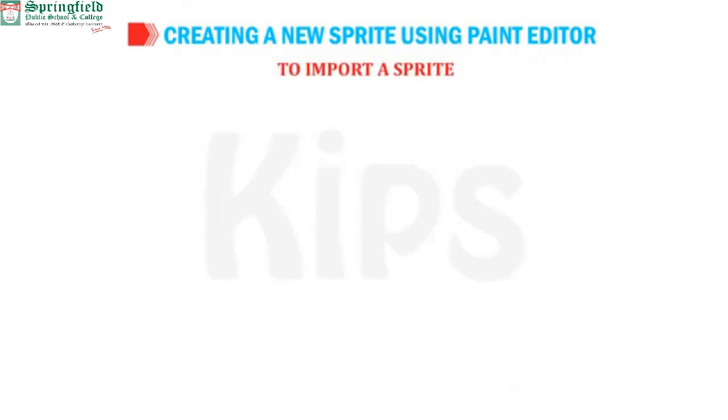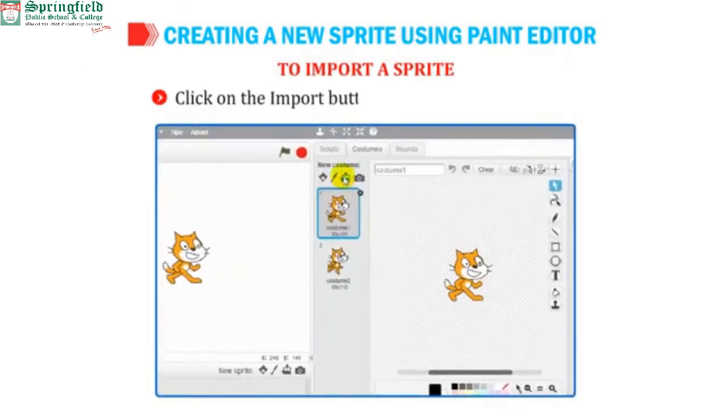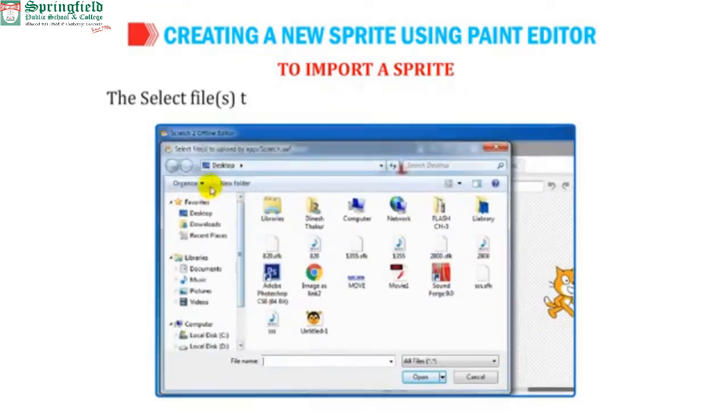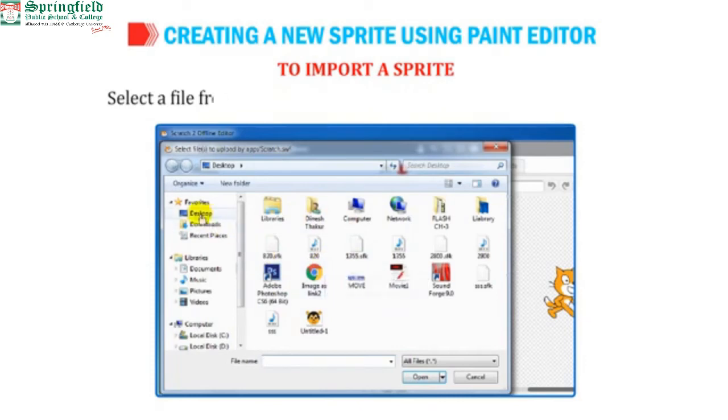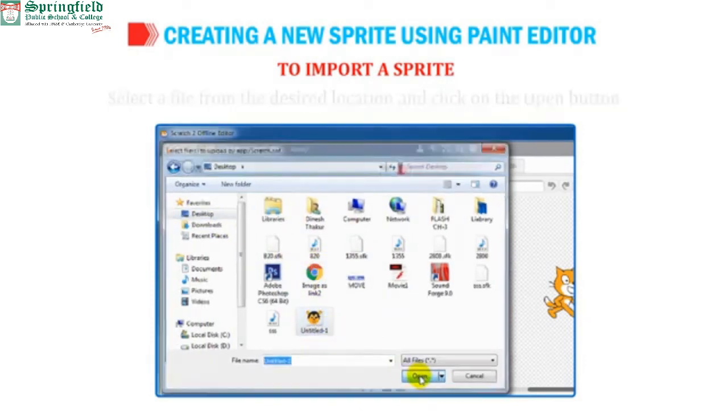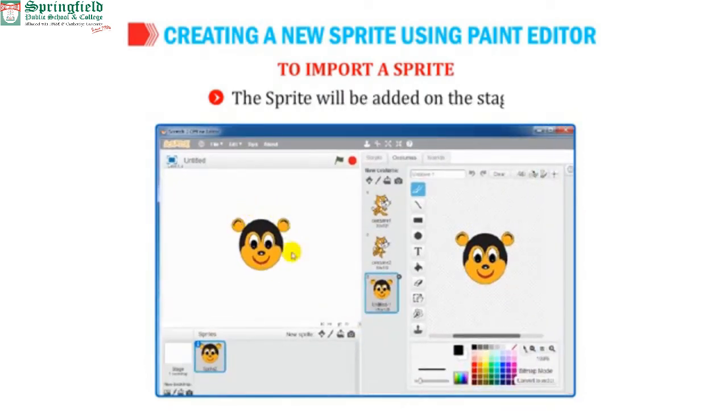To import a sprite, click on the Import button in the Costumes window. The Select Files to Upload by app:/scratch.swf dialog box appears. Select a file from the desired location and click on the Open button. The sprite will be added on the stage.